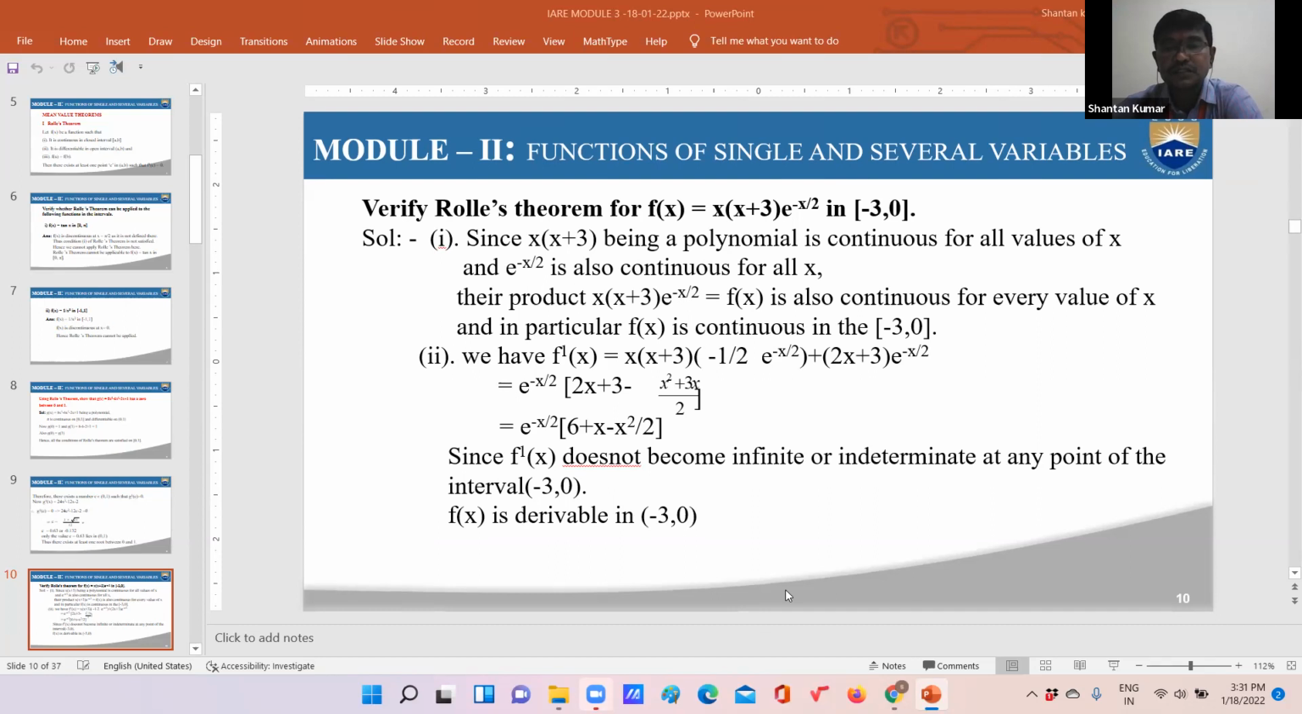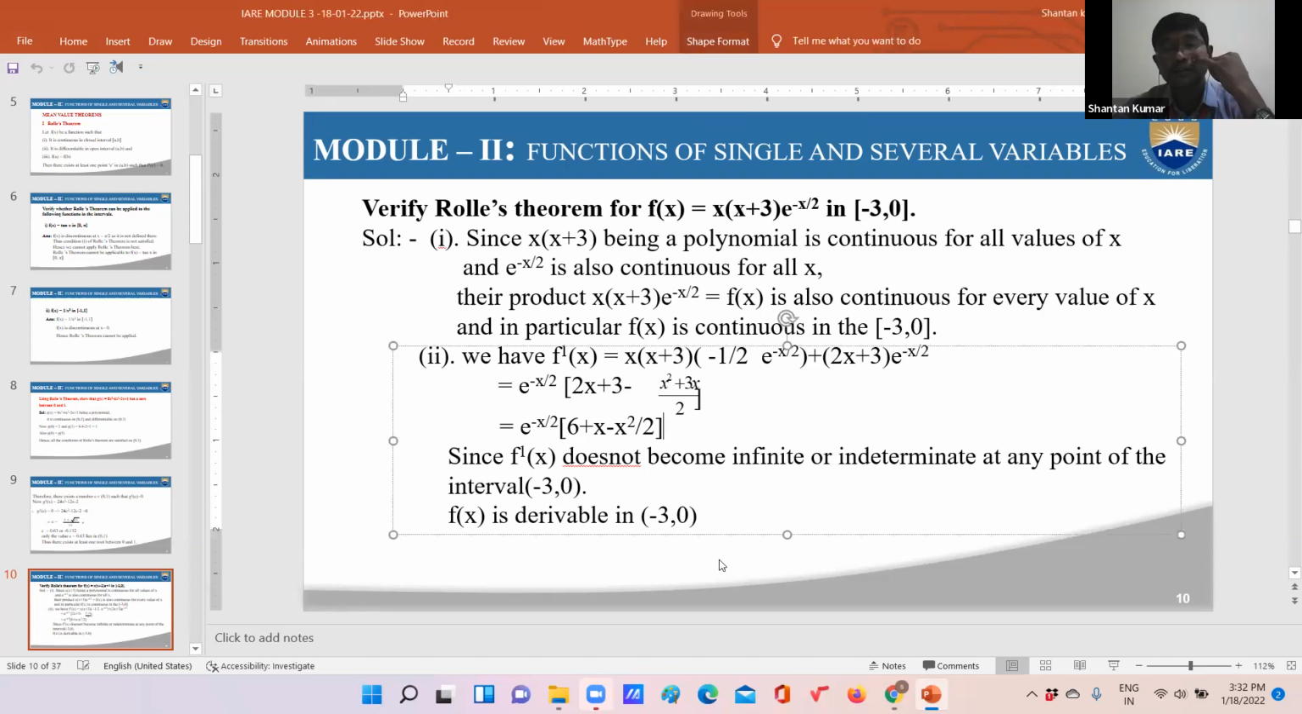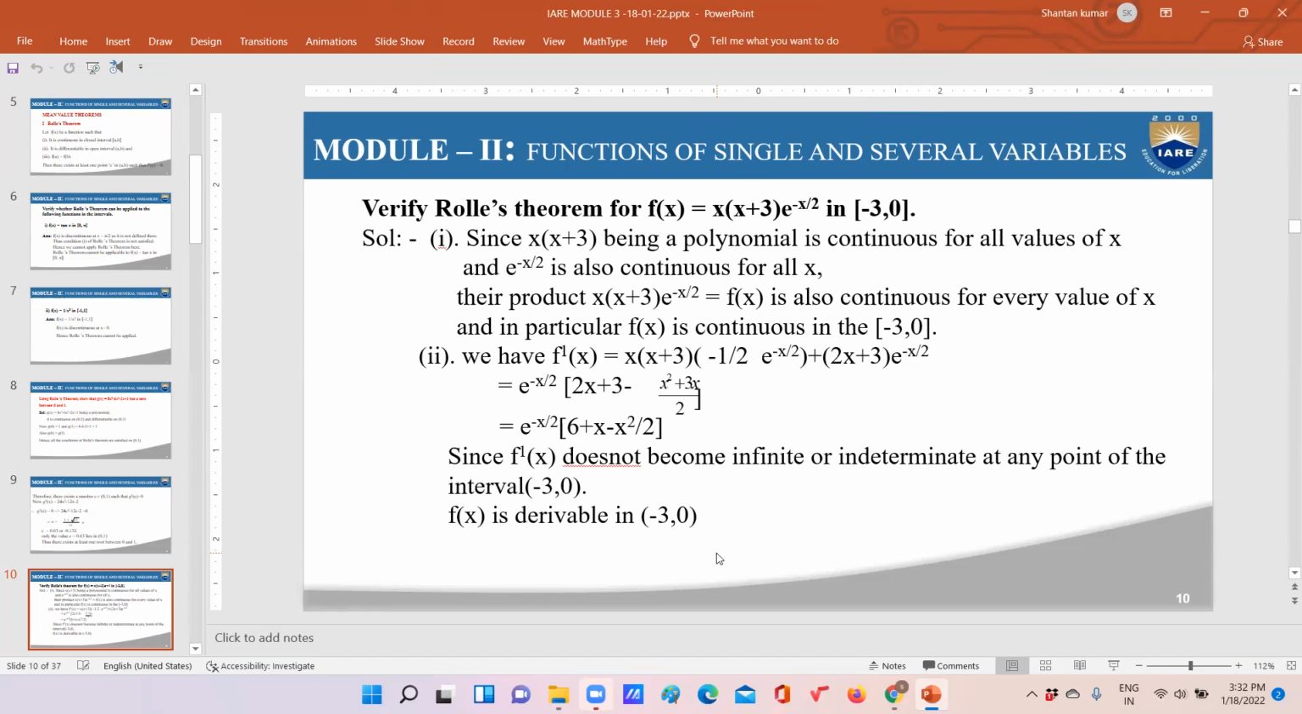Now what is the remaining part in this? What is the remaining here? Finding value of c, sir. First condition is over, second condition is over. What is the third condition? Rolle's theorem. Inverse equal to zero.